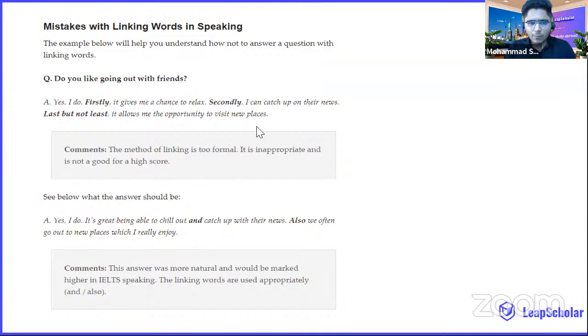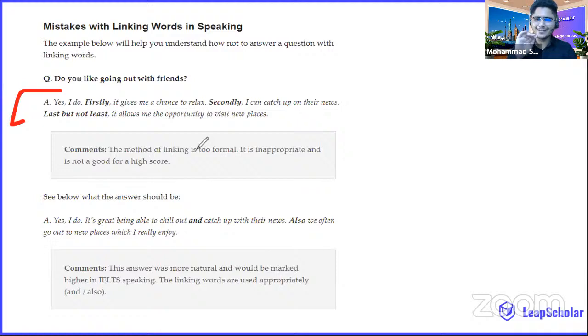Now, guys, there are certain mistakes that students make while using linking words. Okay, I'm going to call Manjunath. Manjunath, do you like going out with friends? Can you answer this, please? Yes, I do. Firstly, it gives me a chance to relax. Secondly, I can catch up on their news. Last but not least, it allows me the opportunity to visit new places. Okay, thank you, Manjunath.